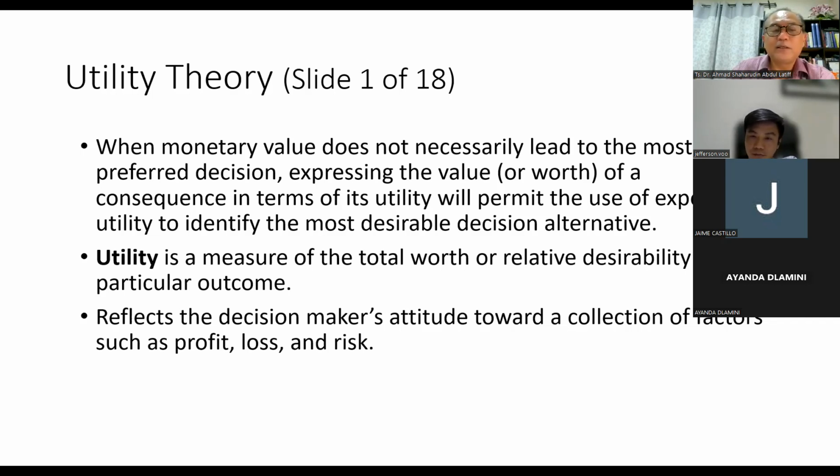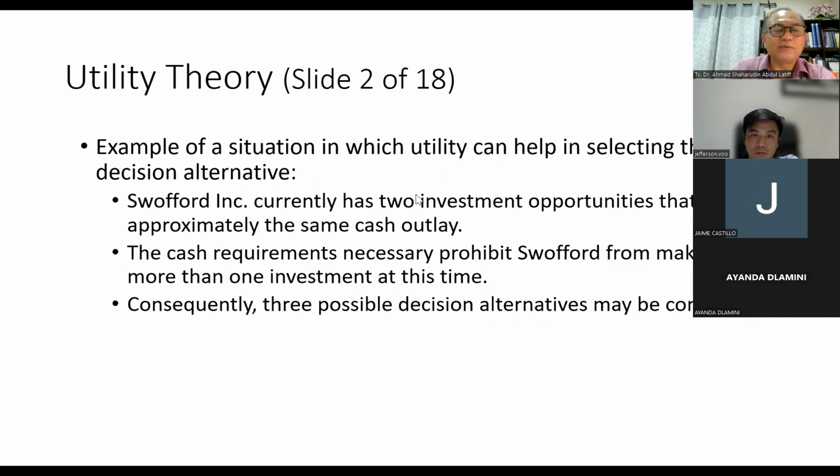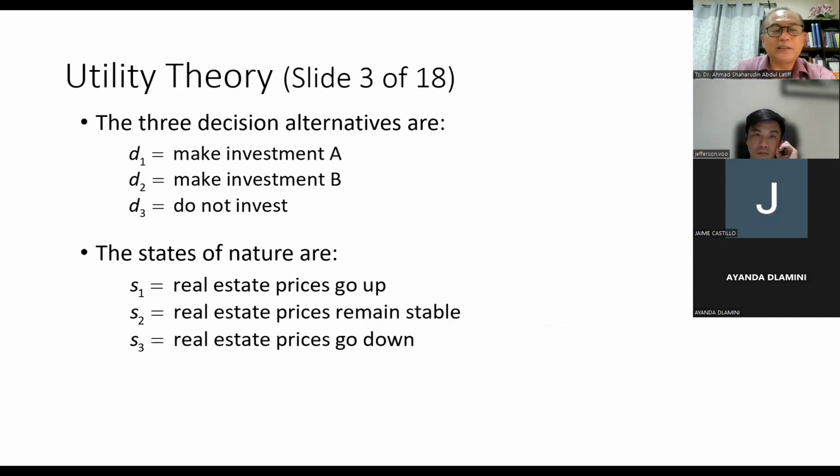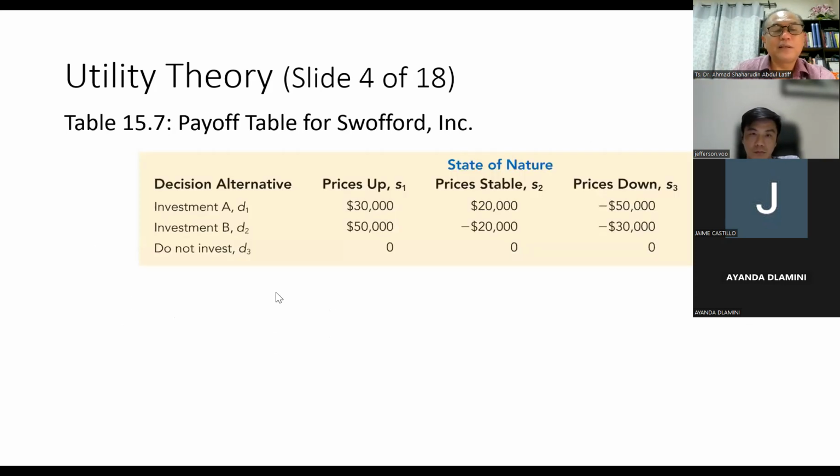Utility theory does not look only at the monetary value, but looks into other aspects as well, to measure the decision alternatives. So we put a value on the other alternatives. So decision alternatives, for example, make investment A, make investment B, or do not invest. So real estate price goes up, real estate price remains stable, or just goes down. And then we look into the other alternatives.